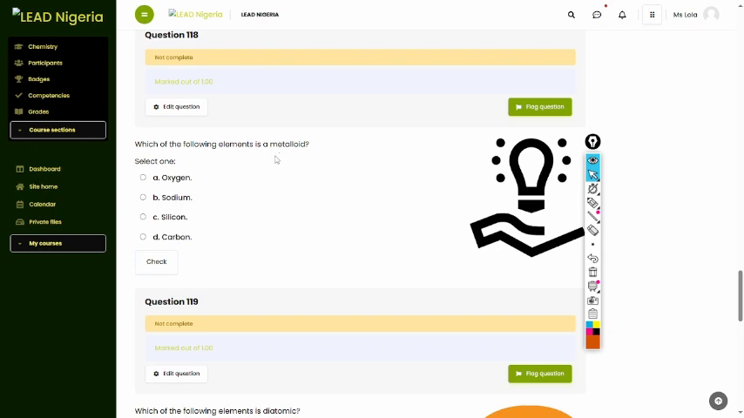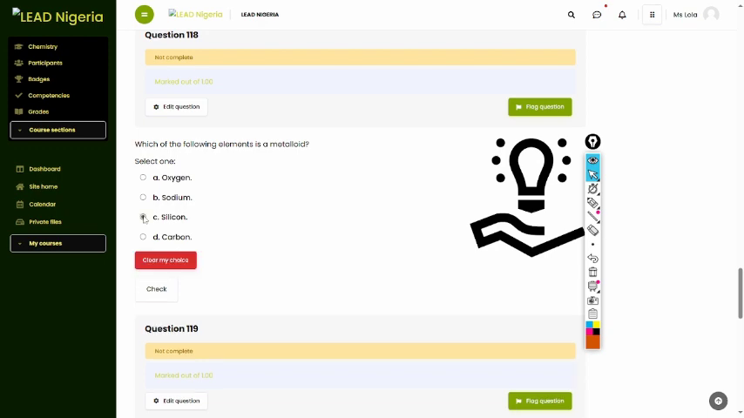Which of the following elements is a metalloid? So a metalloid is an element that can possess both metallic and non-metallic characteristics. Now if you look at the periodic table, oxygen is a pure non-metal, sodium is a pure metal, and carbon is a non-metal. So the one that behaves as a metal and non-metal is silicon.